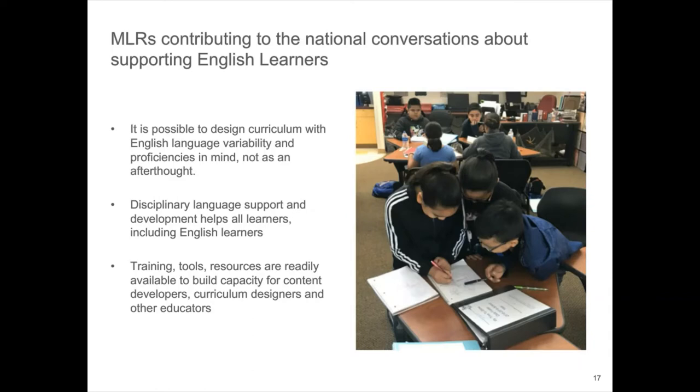So just to wrap up our backstory part, we think about what are we adding to this idea of English language learners. Some of you may have already been working with English language learners for a long time, but for many people, especially in the math area, this may be sort of new information. So we feel like we're contributing that it's possible to design curriculum that takes into account language variability, not as an afterthought, but as a given. That in any classroom, there's going to be a range of language proficiencies. And I don't mean just academic, just English or another language, but even in academic English, there's always going to be a range. So how do we plan for that range? I think that's what we're adding to the conversation.